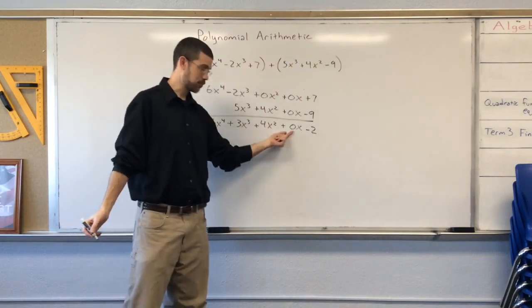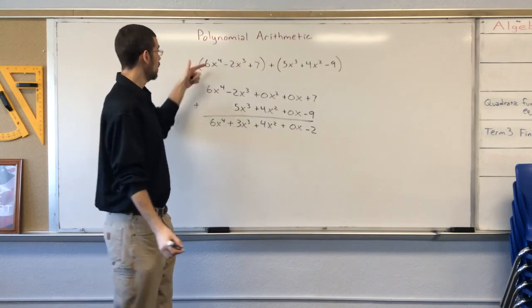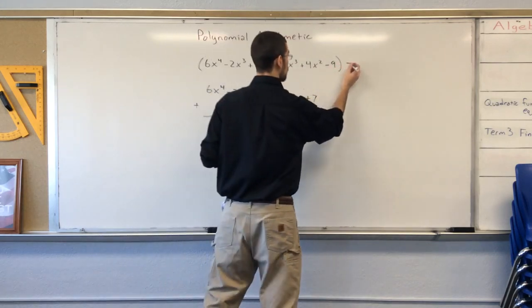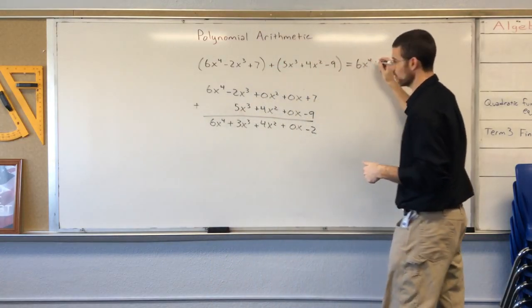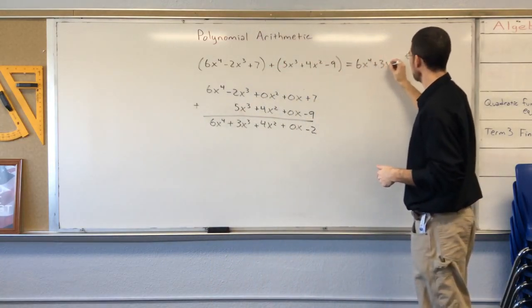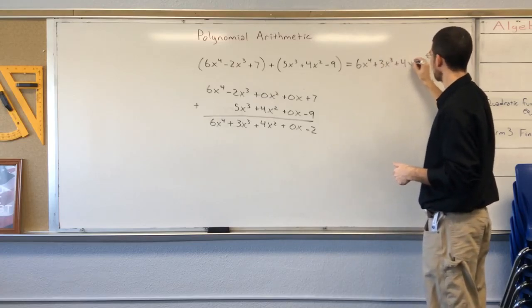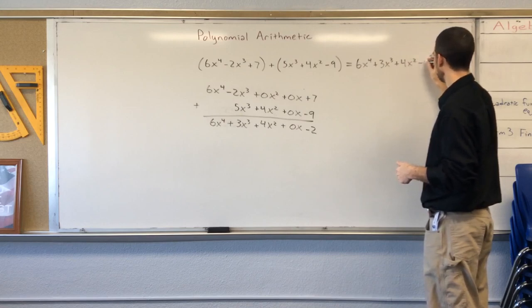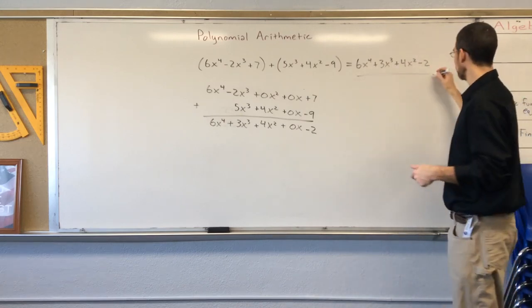Now, we don't need to write 0 x's, so we're going to simplify that and say that this equals 6x to the 4th plus 3x cubed plus 4x squared minus 2, and we're done. There's our answer right here.